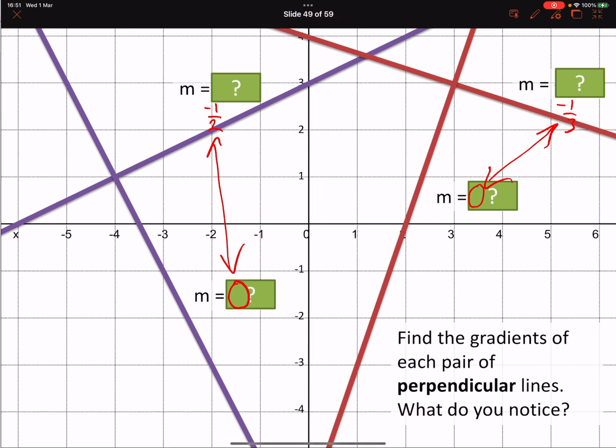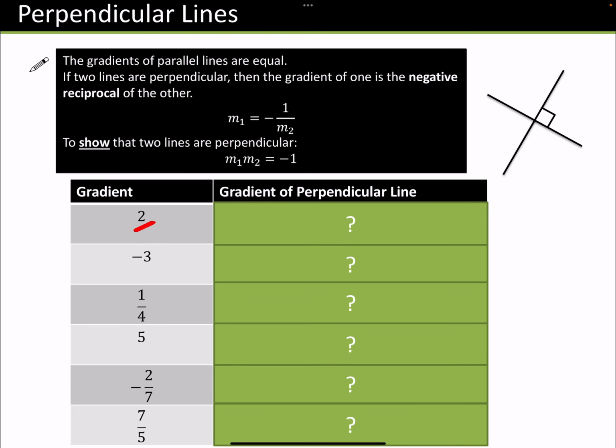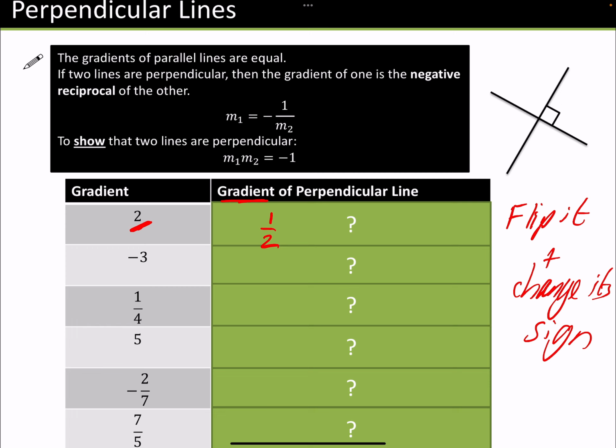Okay, so let's have a look at some questions here. Now, what I tend to teach is, if one gradient is 2 and you want to find the gradient which is perpendicular to it, there's two things that I want you to remember. I want you to flip it, and then I want you to change its sign. Okay? So we'll start with 2 over here. If we flip it, we get a half, and if we change the sign, we get minus a half.